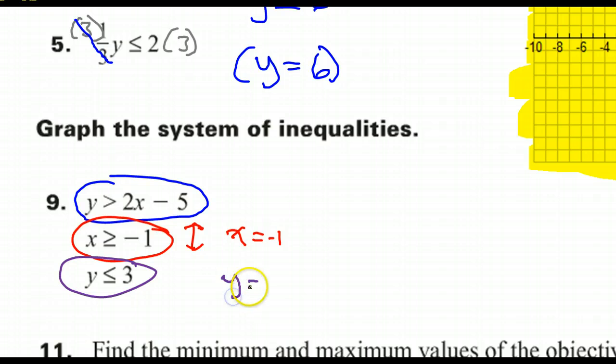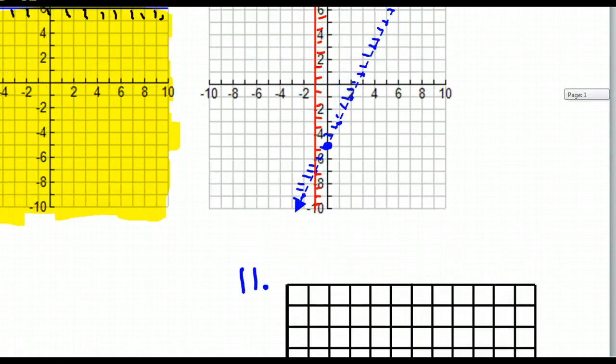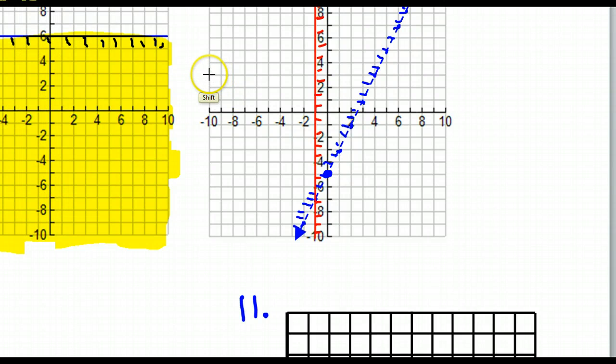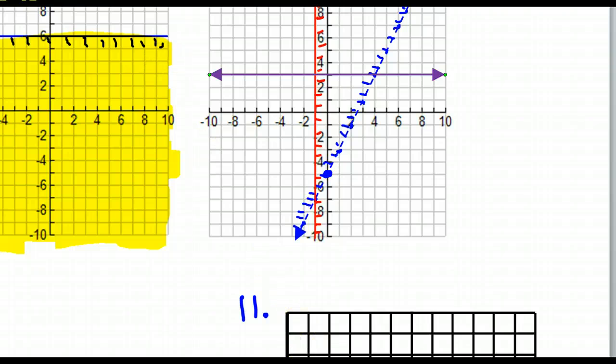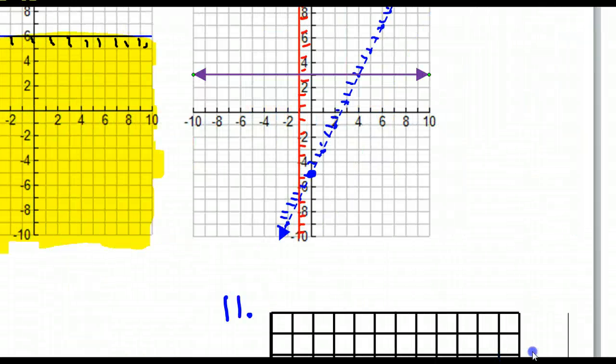Again, I'm thinking y equals 3 because I have to graph that. Y equals a number is a horizontal line, like this. So I need a horizontal line at 3. That's going to look like this. I remembered my arrows this time. So horizontal line at 3. Let's make it purple. And this one is less than or equal to, so I will shade below. Like this.